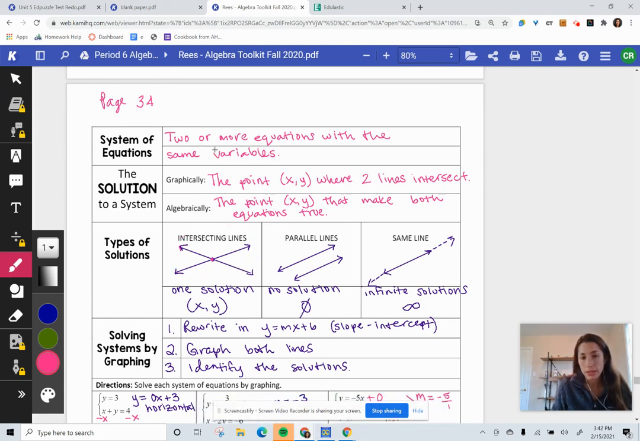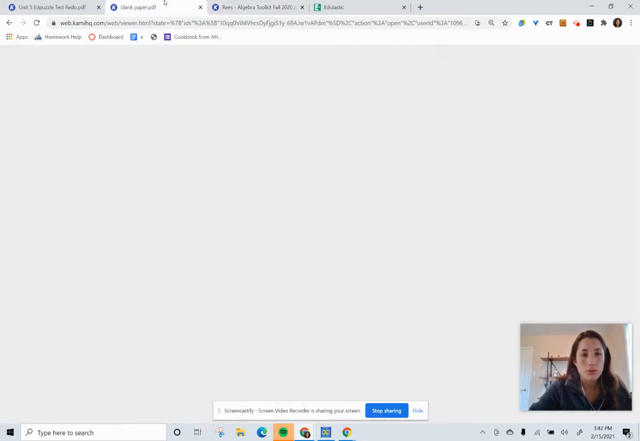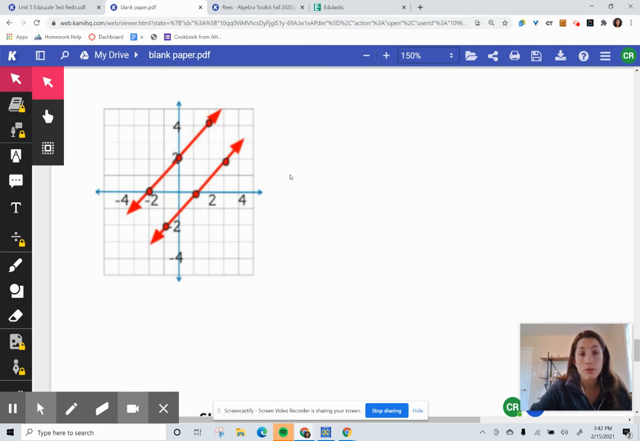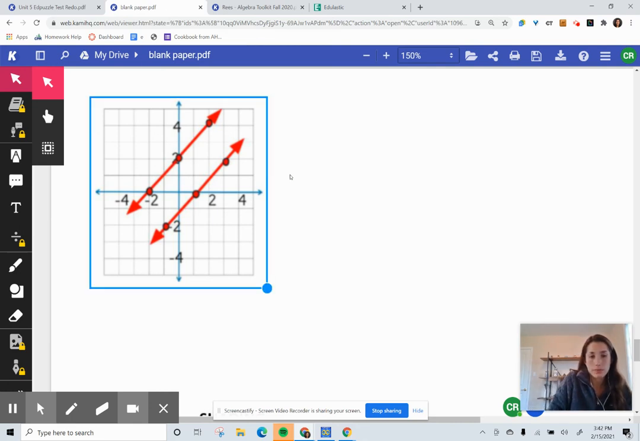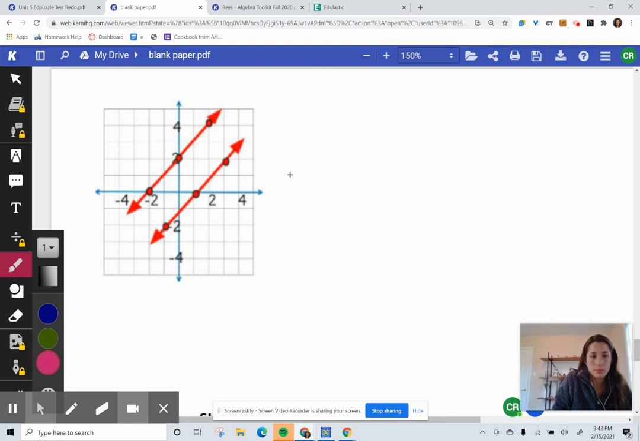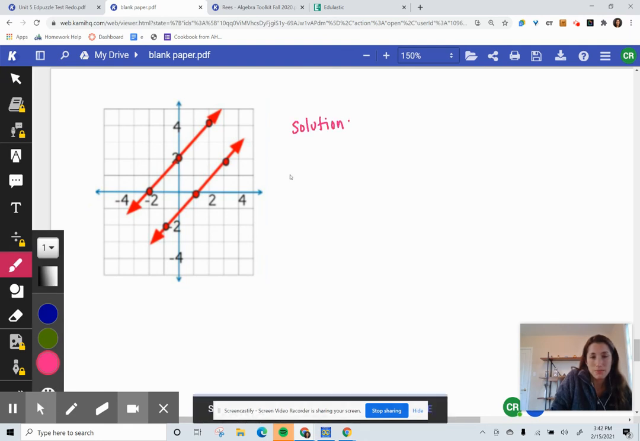We have parallel lines, that would be no solution. Or we have the same exact line, that would be infinite solutions. So this is what it looks like graphically. Okay. So I'd like for you to answer this question here. What type of solution is this? Or how many solutions does this have?